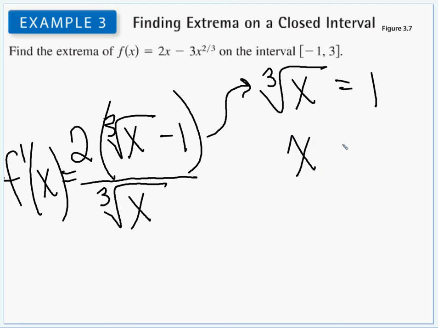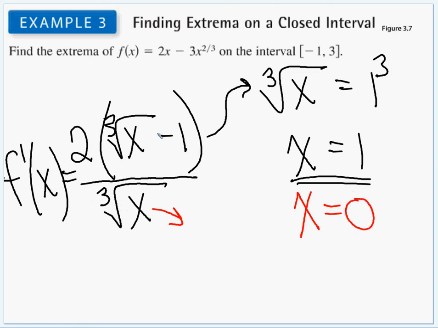And then downstairs, this one's even easier. If we set that equal to 0 and we cube both sides, we get x is 0. So notice this one is where our derivative equals 0. f prime is equal to 0. So this would lead to a horizontal tangent line, but this one is where our denominator equals 0. That's where the derivative does not exist.